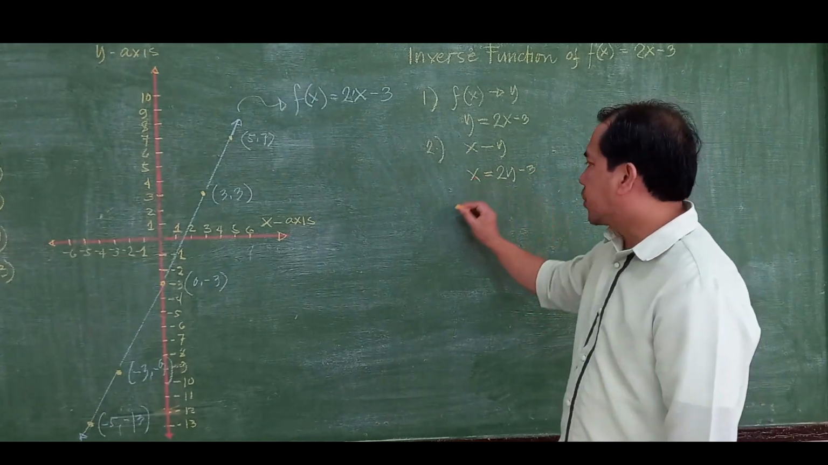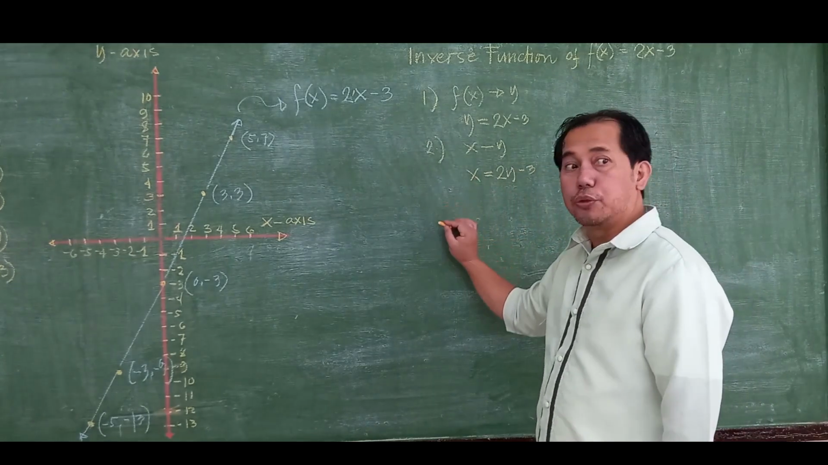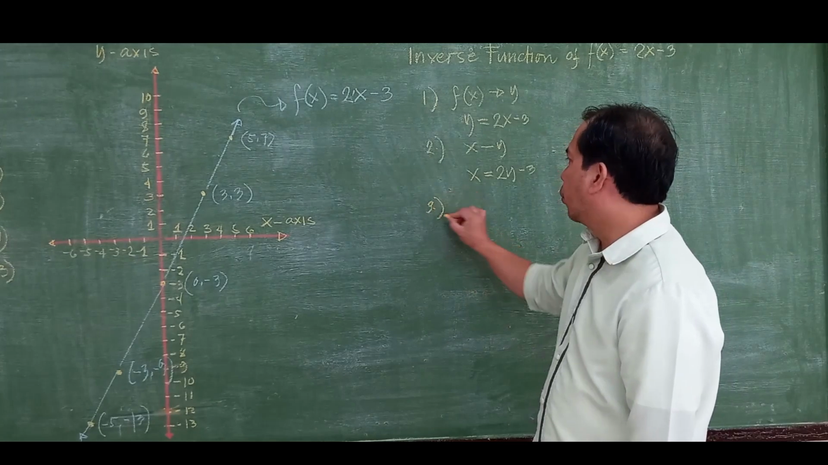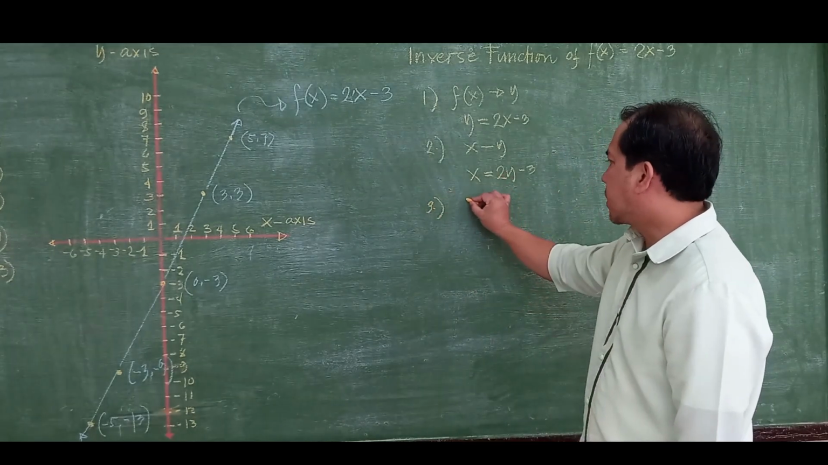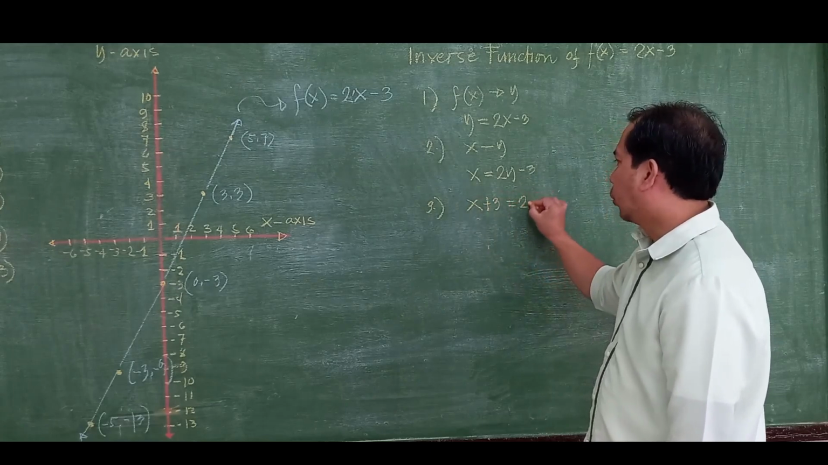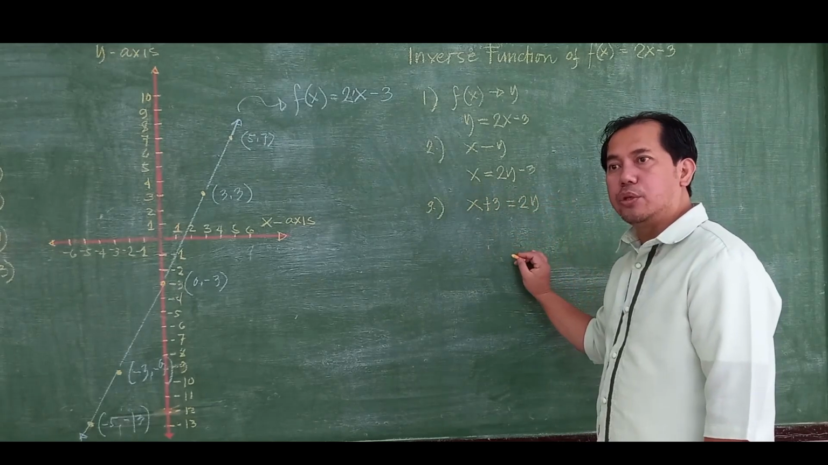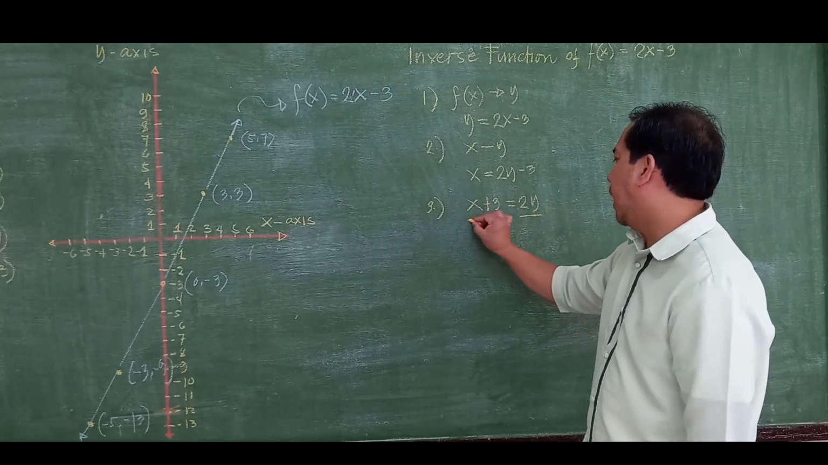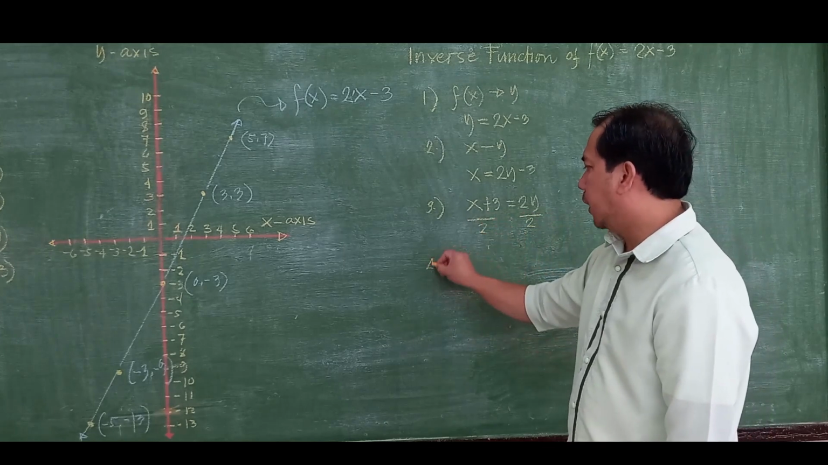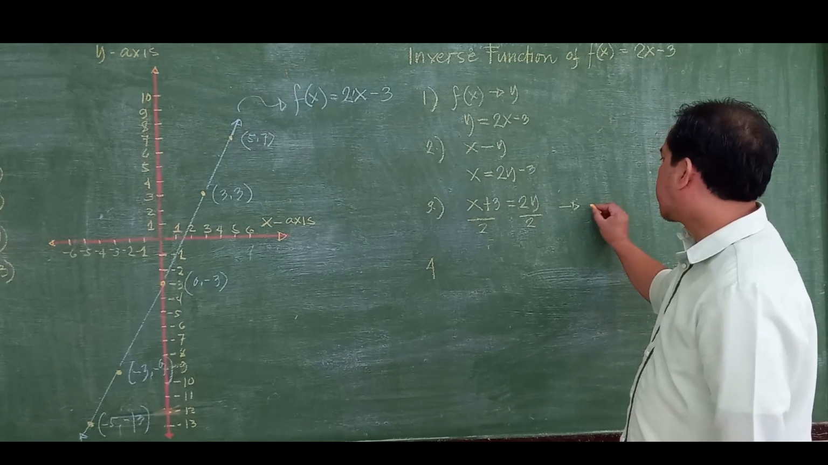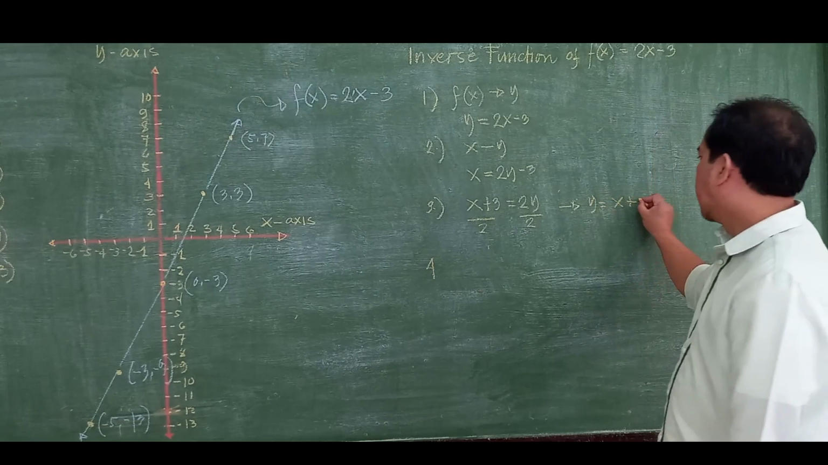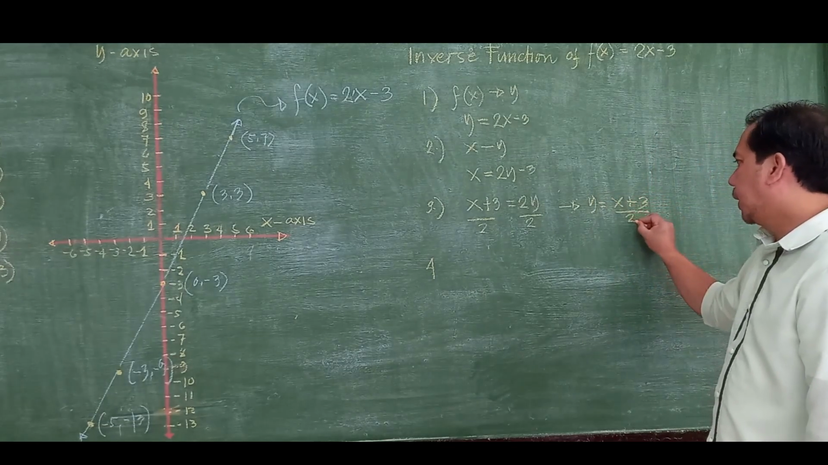And after interchanging them, that's the time we are going to compute for the new y. So that is the same as x plus 3 is equal to 2y. Now isolate the y. So what are we going to do? Divide by 2. So what would be now the new y that we have in here? That is the same as y is equal to x plus 3 divided by 2.